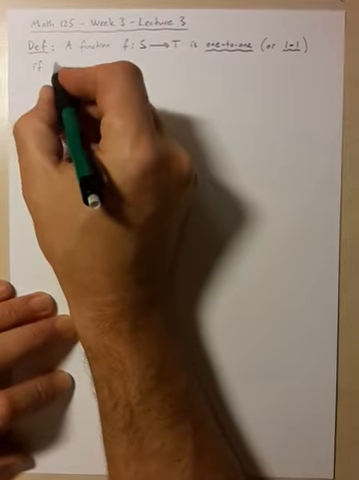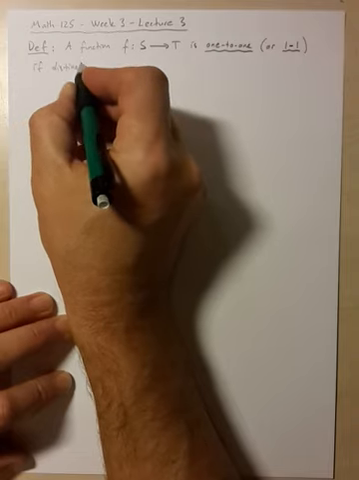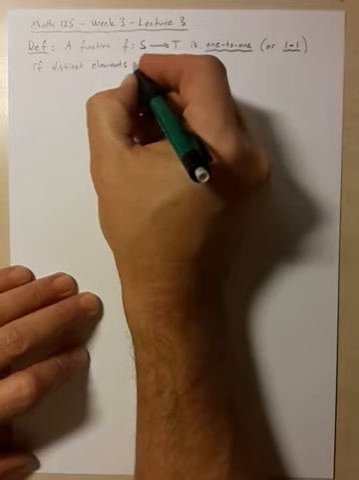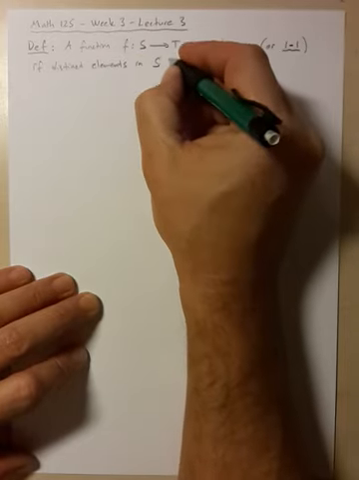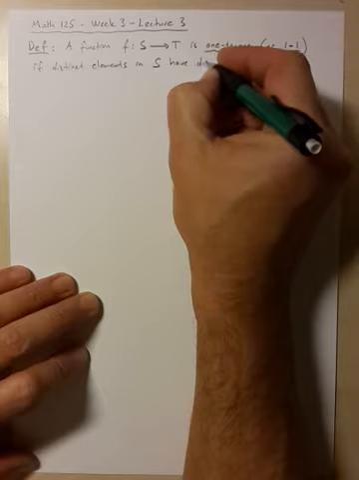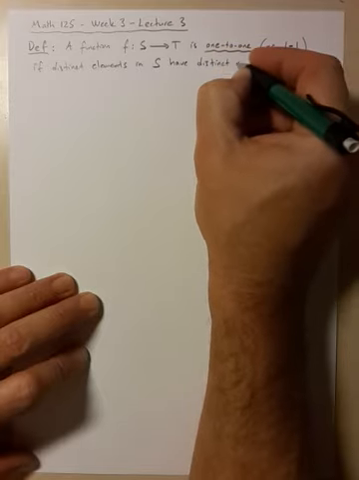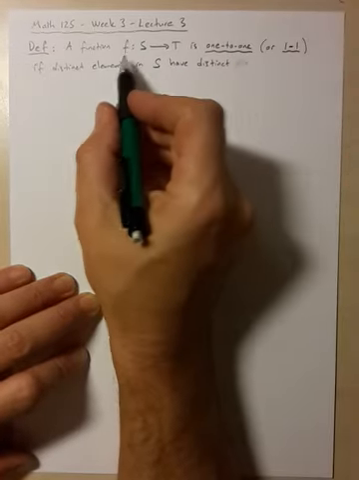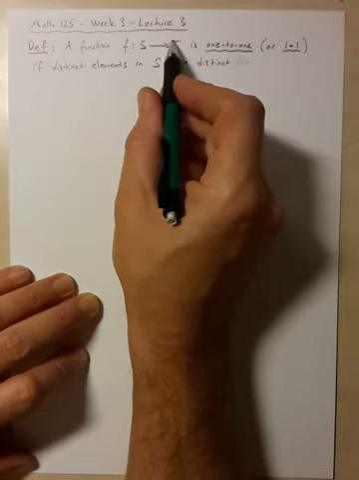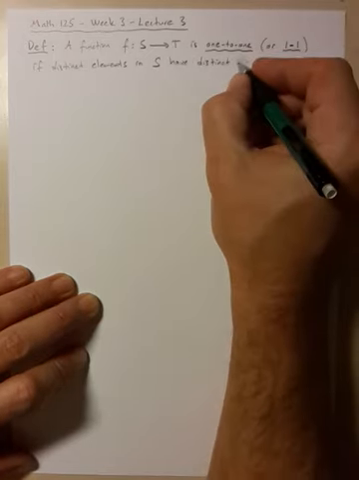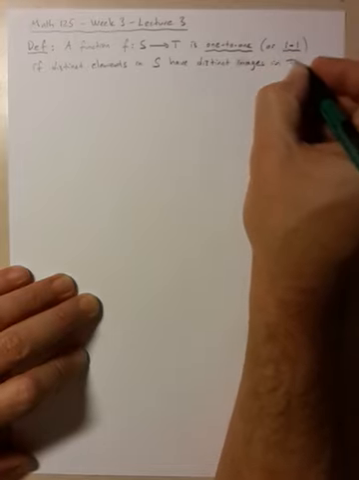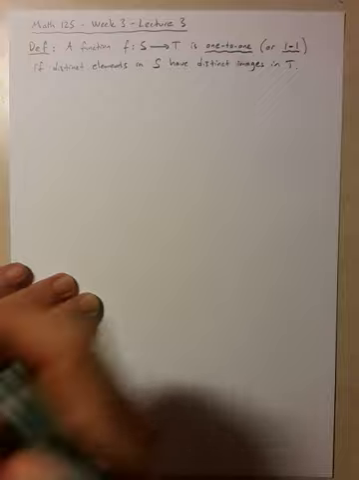If distinct elements in S have distinct images, right? Distinct images in T. The image values of f are taken in the set T. So this is how we define one-to-one functions.